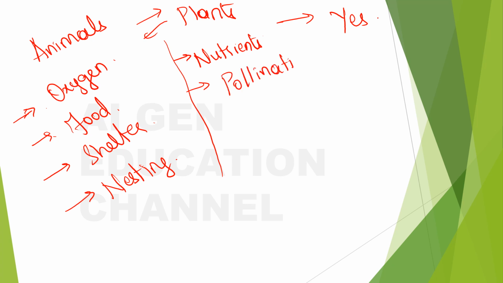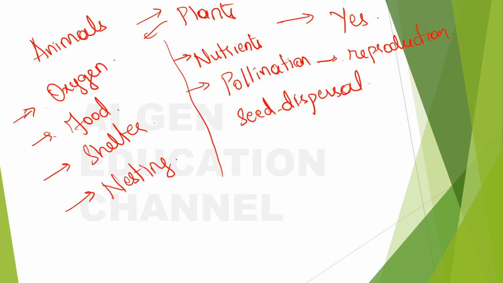Why is pollination important? Pollination is important for reproduction, right? Reproduction means the plants can get their offspring because of this process of pollination and seed dispersal, right? And for this the animals will help the plants. In this way animals and plants are interdependent.